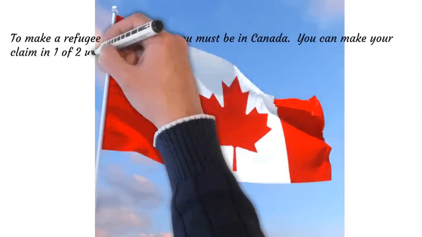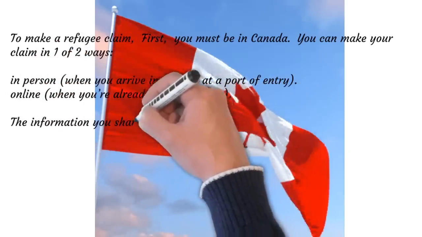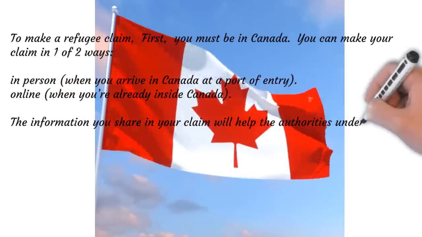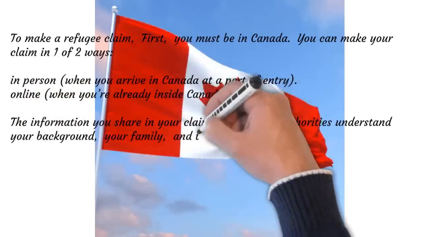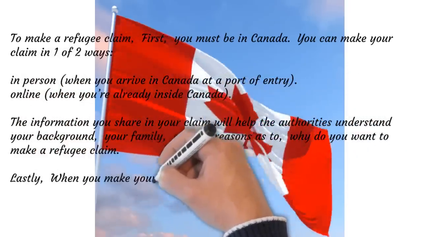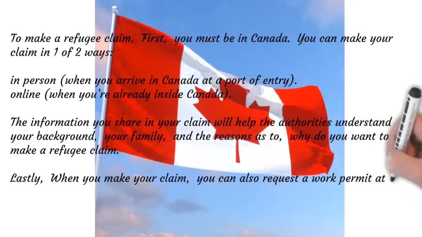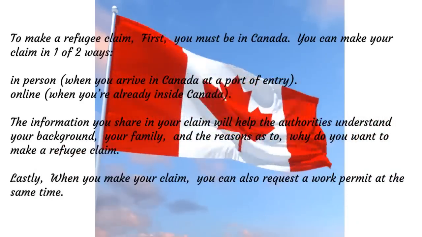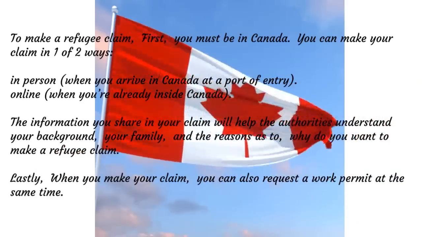Next question is, how to make a refugee claim? To make a refugee claim, first, you must be in Canada. You can make your claim in one of two ways: in person, when you arrive in Canada at a port of entry, or online, when you're already inside Canada. The information you share in your claim will help us understand your background, your family, and the reasons why you want to make a refugee claim. Lastly, when you make your claim, you can also request a work permit at the same time.